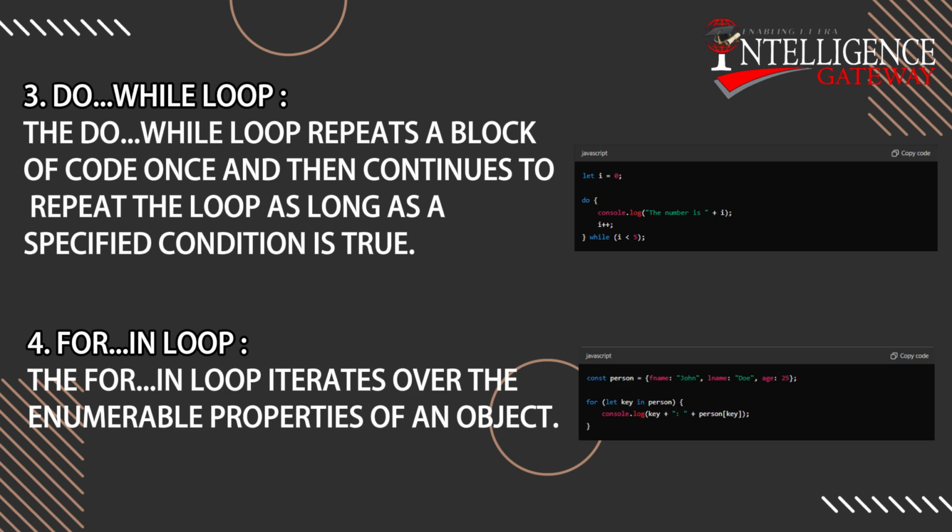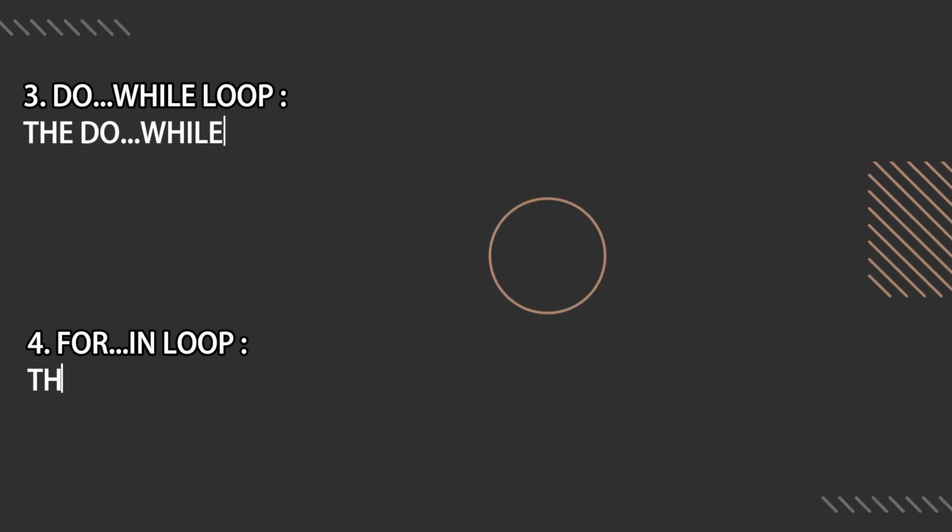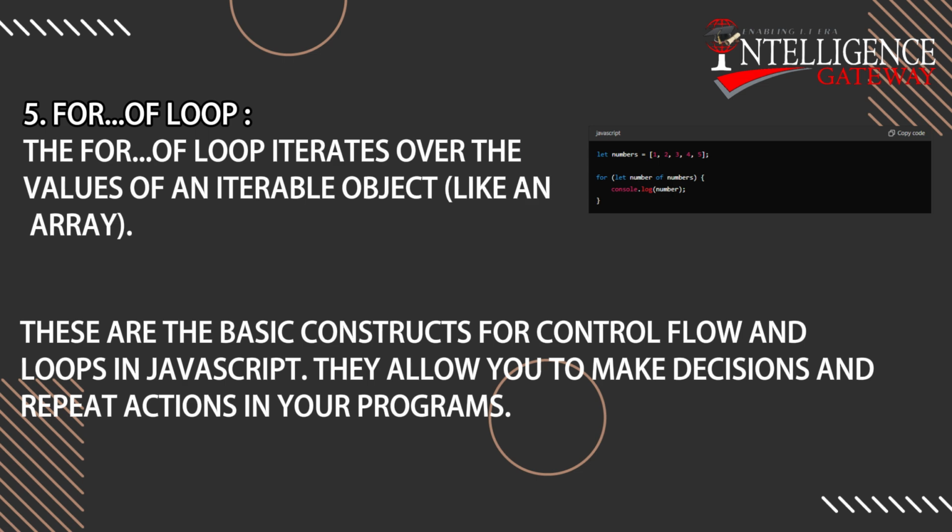4. For in loop. The for in loop iterates over the enumerable properties of an object. 5. For of loop. The for of loop iterates over the values of an iterable object, like an array.